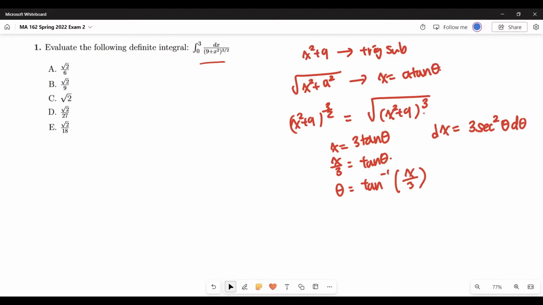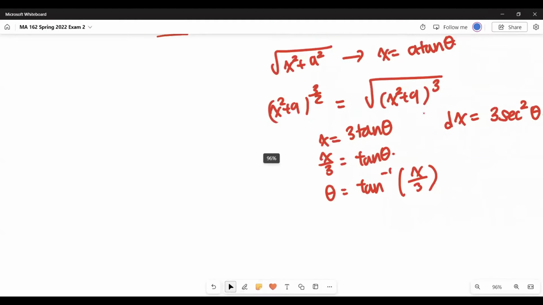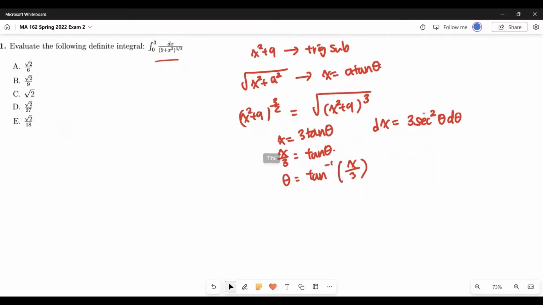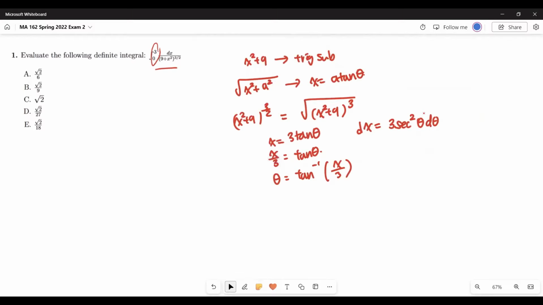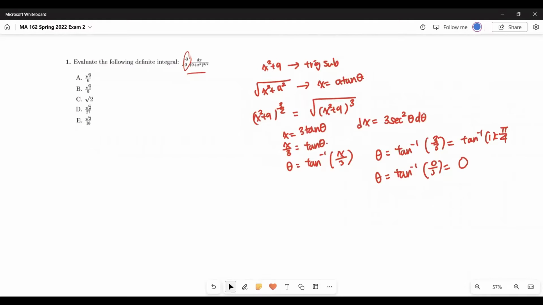Okay, we have that. And then let's find the new integral for theta, because right now the integral is from 0 to 3, but when we change the integral into theta, we have to plug in each value to find the upper and lower limits. So let's do that. Theta equals tangent inverse of 3 over 3, which equals tangent inverse of 1. This is the same as pi over 4. And theta equals tangent inverse of 0 over 3, which is just 0. So it's from 0 to pi over 4. Cool, love it.